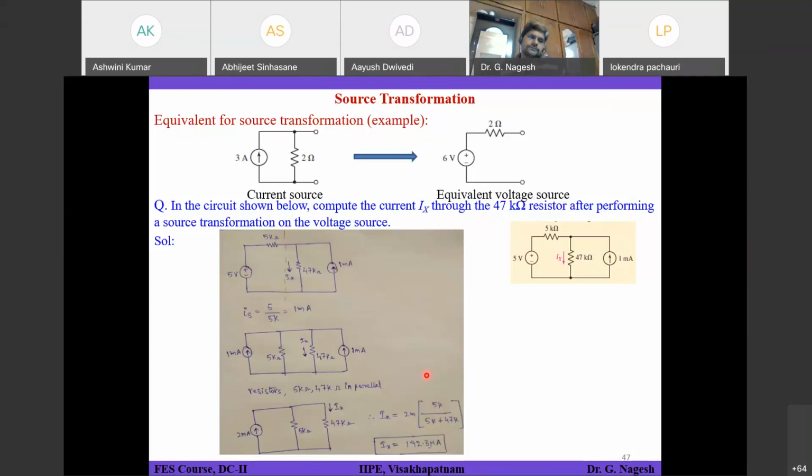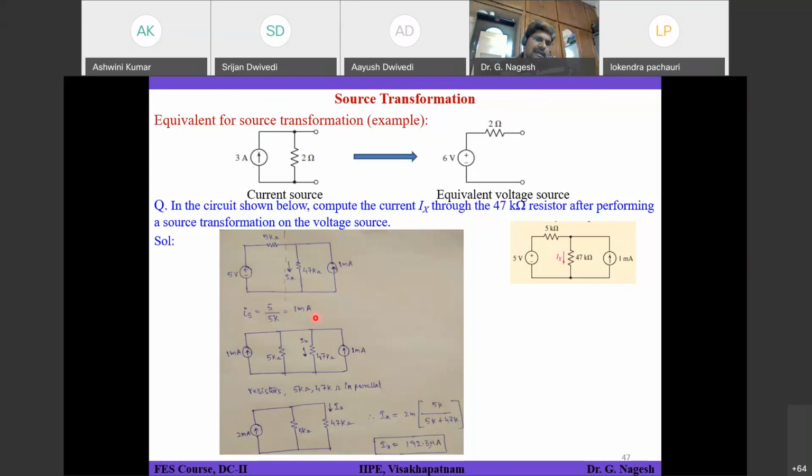Yeah, you can do that also, no issue. But the question they have asked is to find Ix. If you do that, your Ix is not going to be defined, because Ix will be changing. The direction of Ix is from top to bottom. If you convert into an equivalent voltage source, it will be something like left to right or right to left. So you are actually going somewhere else. The variable Ix is going to be unidentified if you take that approach.